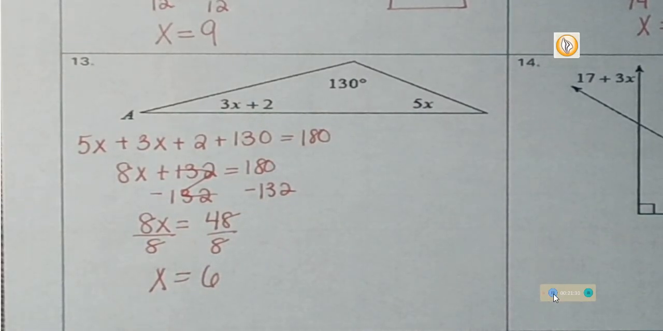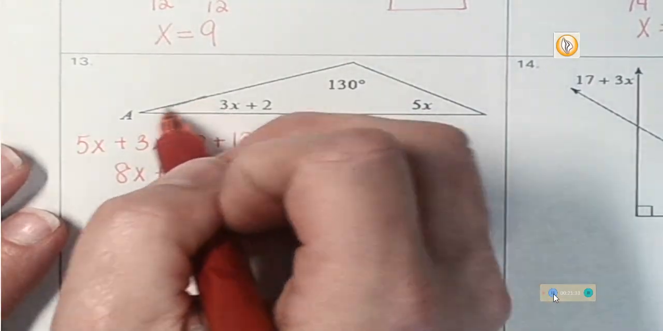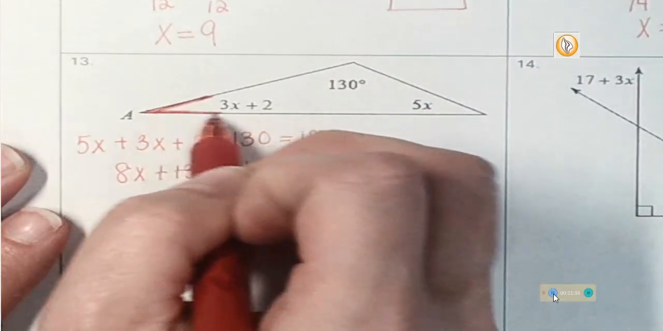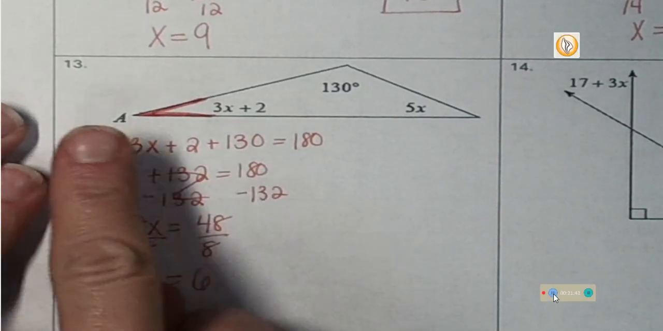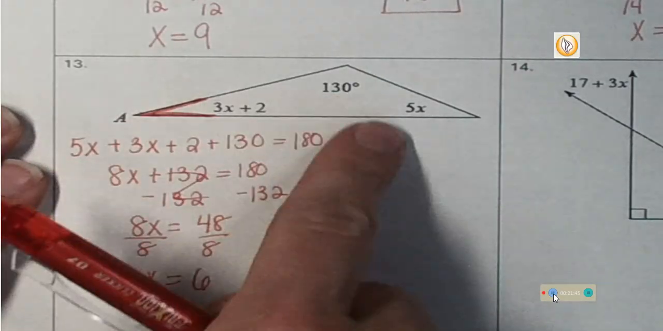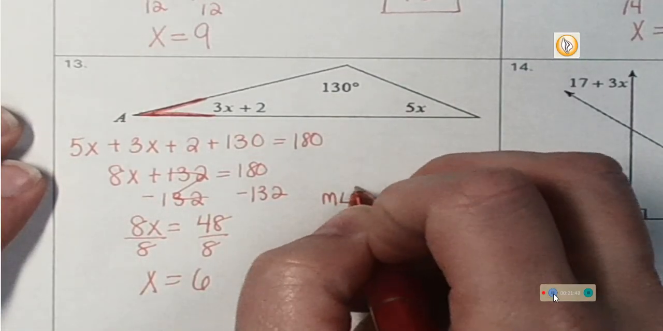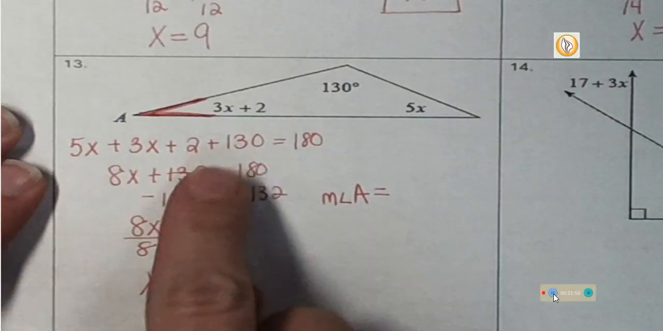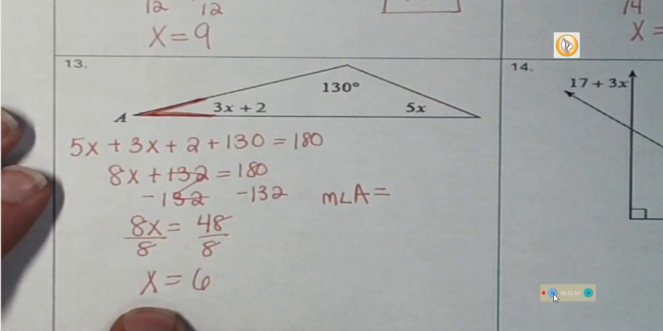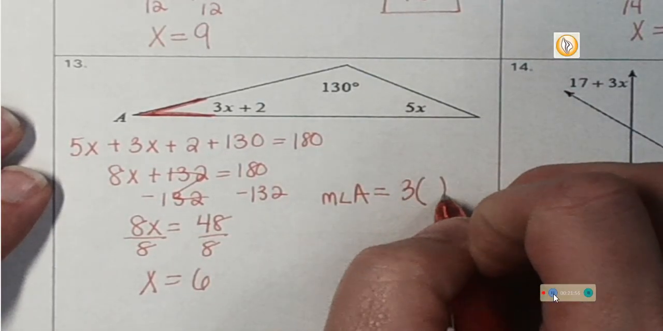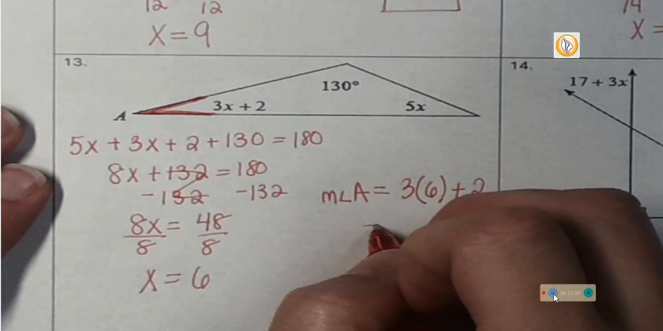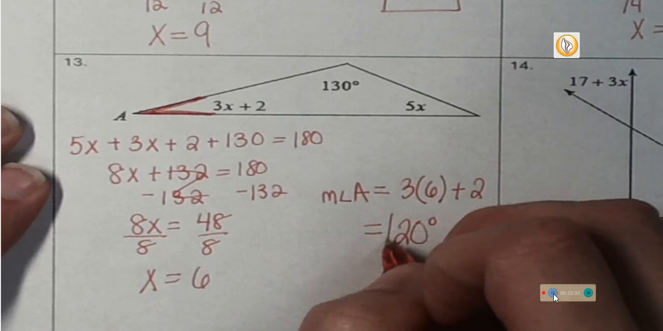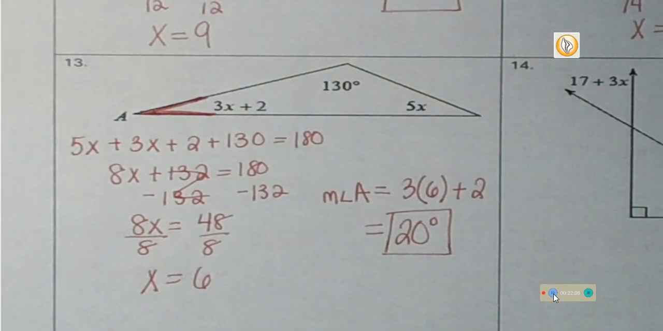Now, I asked you for the measure of angle A, which is right here. What's going to happen if your x is not right? Then your angle's not going to be right, okay? So make sure you're showing me your work so that if you were to get the measure of angle A wrong, I can go back and see if you set it up and solved it right, or if you were just confused. So angle A is 3 times x plus 2, and x is 6. So 3 times 6 plus 2 is how my friends got their 20 degrees for the measure of angle A.